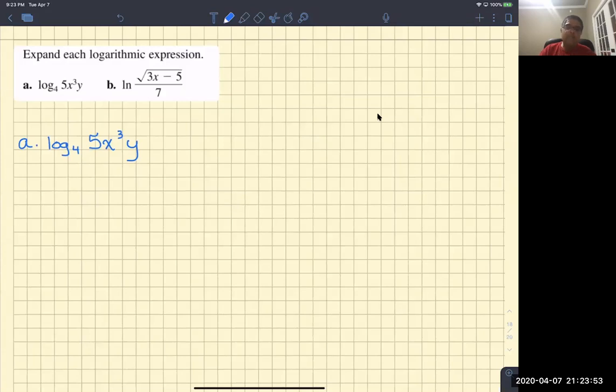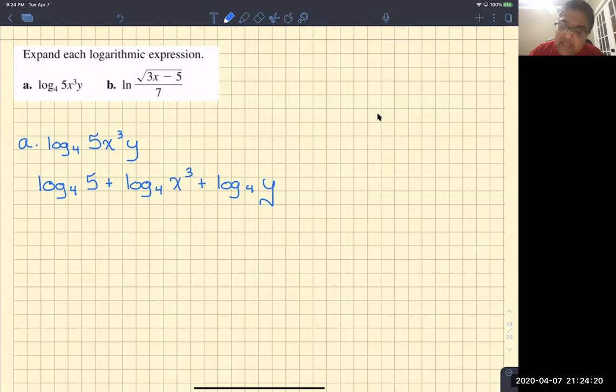Now, the first thing we're going to say is, well, log base 4 of 5x cubed y, the product rule says I can rewrite this as an addition problem. So this is the same as log base 4 of 5 plus log base 4 of x cubed plus the log base 4 of y.